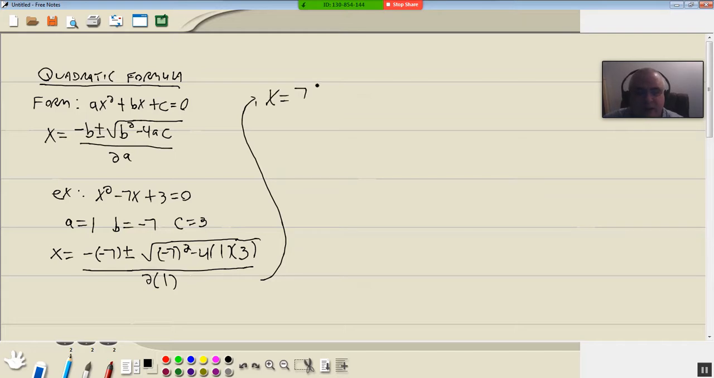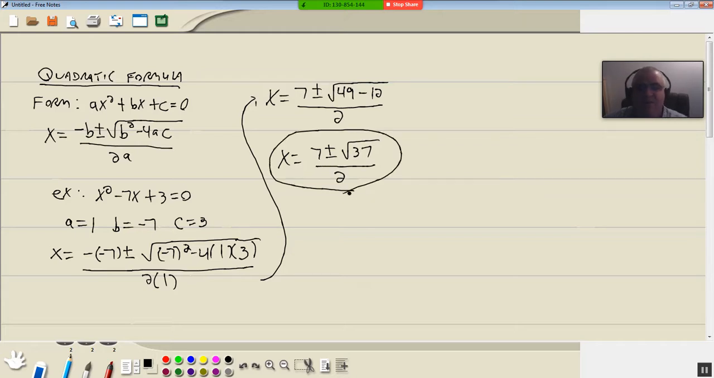So we get x is equal to 7 plus or minus square root, negative 7 squared is 49, minus 4 times 1 times 3 is 12, over 2. So we got x is equal to 7 plus or minus square root of 49 minus 12 is 37, over 2. And that would be our answer. 37, I believe, is prime, so it doesn't break down any.